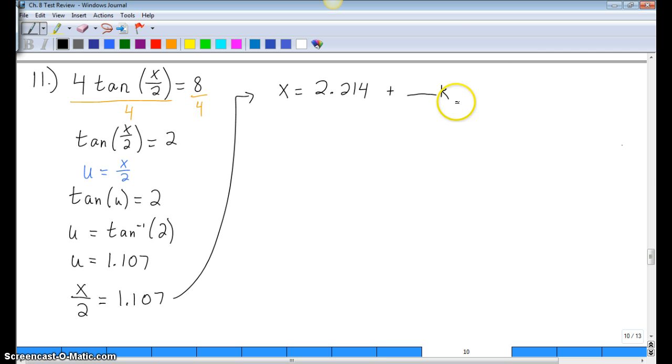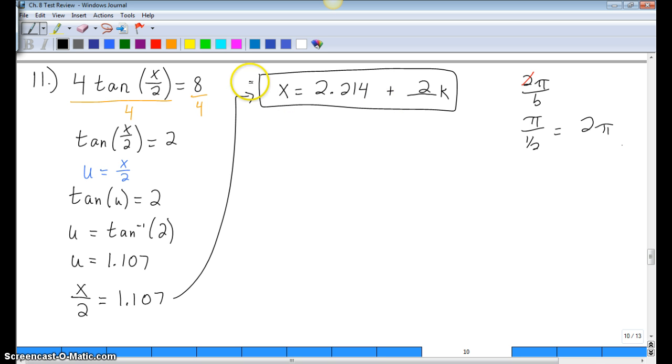Here's why. I was saying the period was 2 pi over b. And I'm hoping you caught that, everyone watching this, that the period of tangent is not 2 pi over b, it is pi over b. So that becomes pi over 1/2, which is just 2 pi. So your final answer is the 2.214, which we got from earlier, plus the period times k. And the period of our tangent graph now has been changed from pi to 2 pi. So that's where you get your final answer.